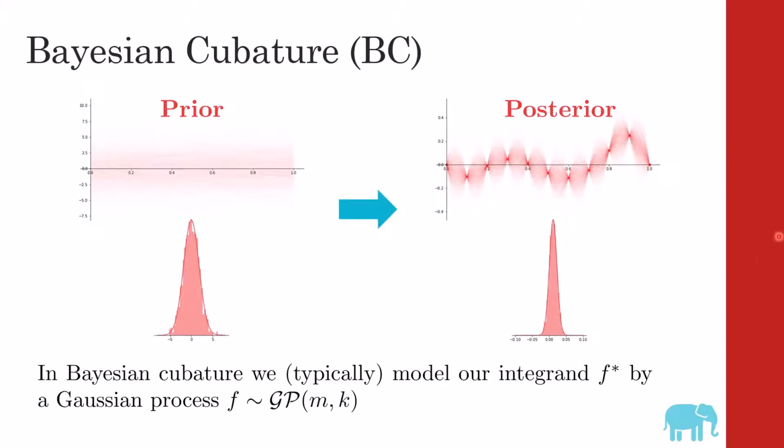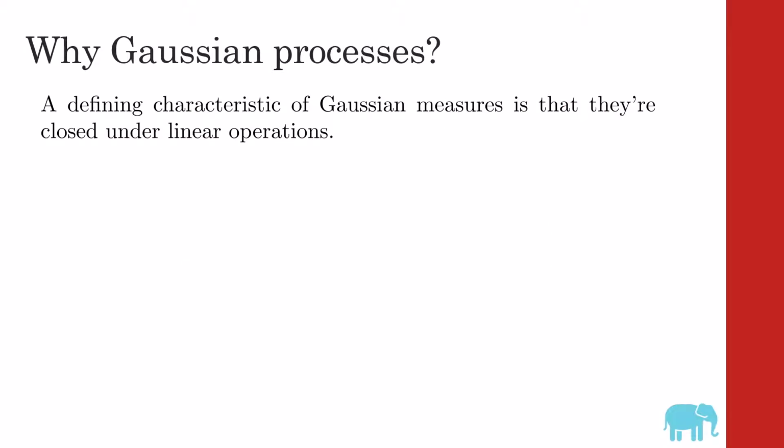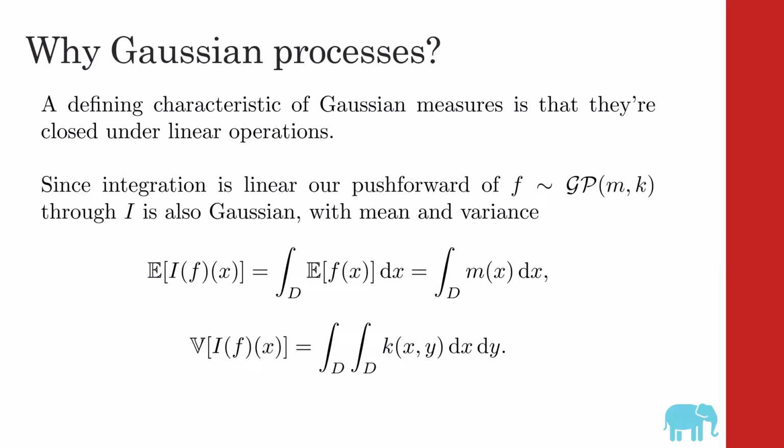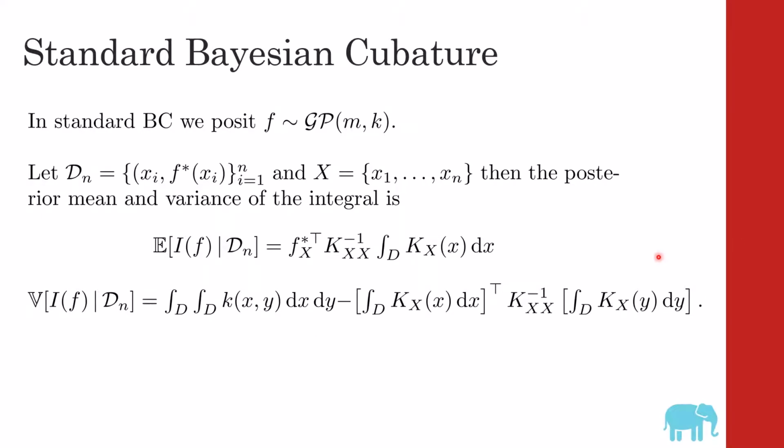So typically in Bayesian cubature, you model the integrand using a Gaussian process, and this is for good reason. A defining characteristic of Gaussian measures is that they're closed under linear operations. Not all linear operations, but the most important and pertinent one being integration. And since integration is linear, the push forward of f through its integral is also Gaussian, with mean and covariance given by these formulas.